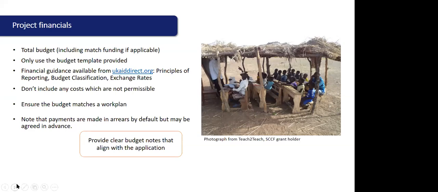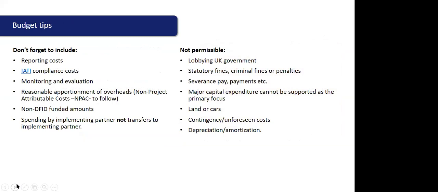The next slide is really just around budget tips. So don't forget to include reporting costs, NPAC, and your M&E, for instance. And then we've got some non-permissible, so ineligible costs. And the full list of that is available on our website in the budget guidance. I think that's all from us just now. Looking forward to hearing your questions once we've heard from Pauline at Railway Children, and we'll do our best to answer them. So back over to you, Jane.